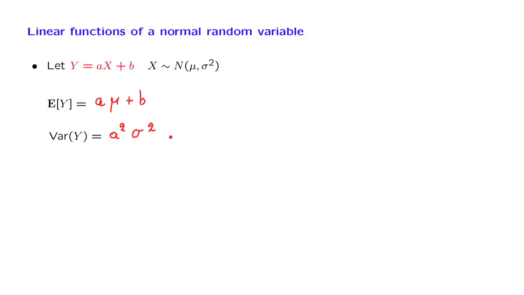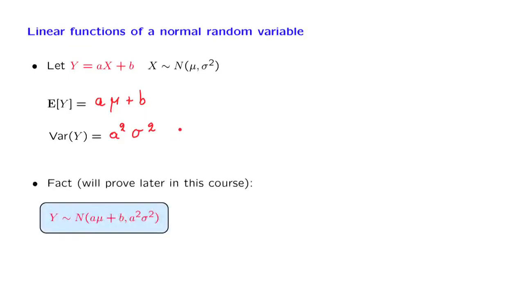So there is nothing new so far, but there is an additional important fact. The random variable y, of course, has the mean and variance that we know it should have, but there is an additional fact, namely that y is a normal random variable. So normality is preserved when we form linear functions.